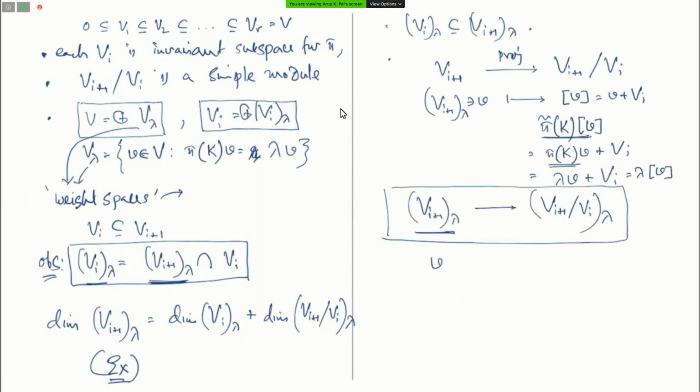Now what is the kernel? Kernel means you have started with something here and the image is 0. That means v belongs to Vi. So v is first of all in Vi plus 1 lambda, that is where we started, and now it is in Vi also, and that is precisely Vi lambda. So the kernel of this map is Vi lambda.